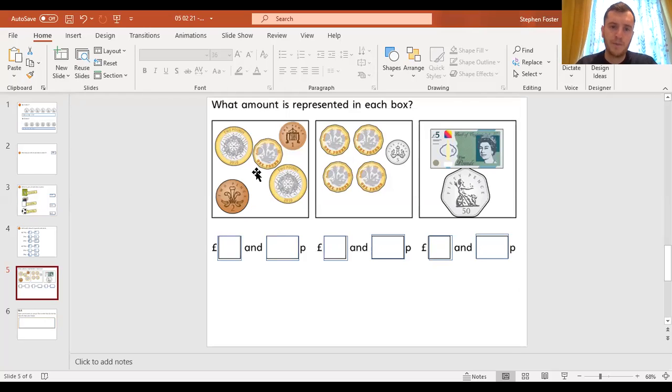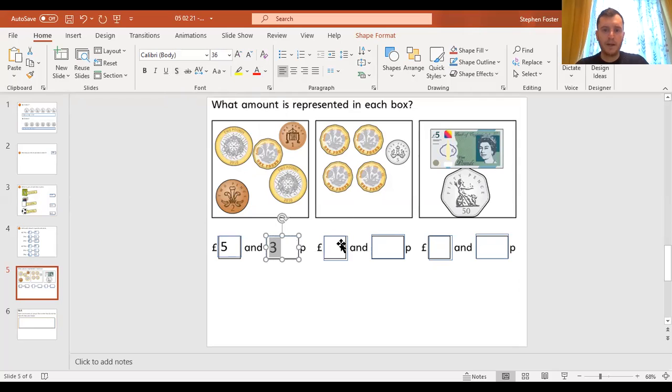So the first one, £2, £2, £1 and 3p. So it'd be £5 and 3p. Next one would be £4, because there's 4 £1 coins and 5p. And last one would be £5 because there's a £5 note and 50p.